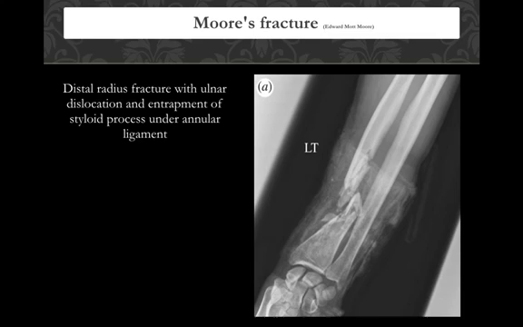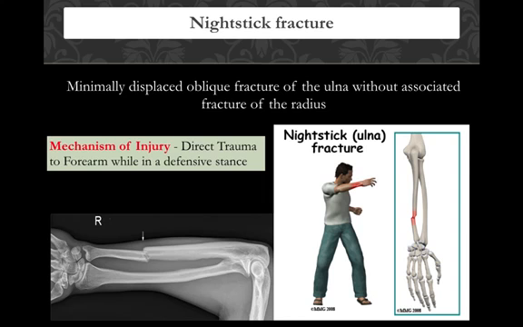One Moore's fracture, not very commonly asked, is a rare thing. It is a fracture of the distal end radius with dislocation of the ulnar styloid, ulnar lower end, with entrapment of the ulnar styloid under the annular ligament. Distal radius fracture with ulnar dislocation and entrapment under the annular ligament, Moore's injury.